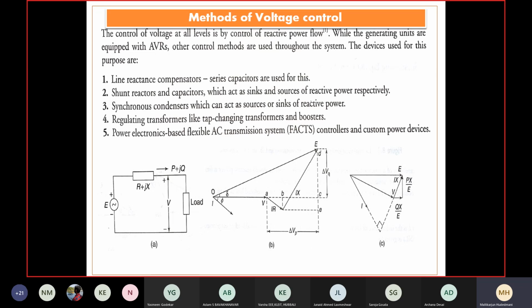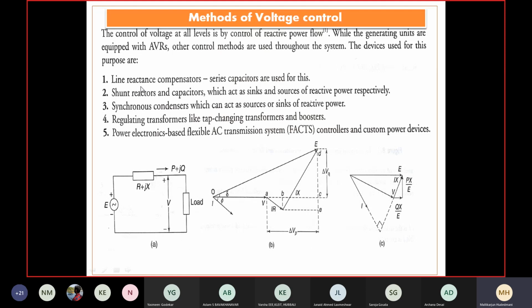In that due respect, the line reactance needs to be modified. This is the first method to control the voltage. The drop of voltage in the system is only because of the reactance of the system. This reactance needs to be worked out by a series capacitor; that is the first approach. The second is shunt reactors and capacitors, which act as sinks and sources of reactive power respectively.